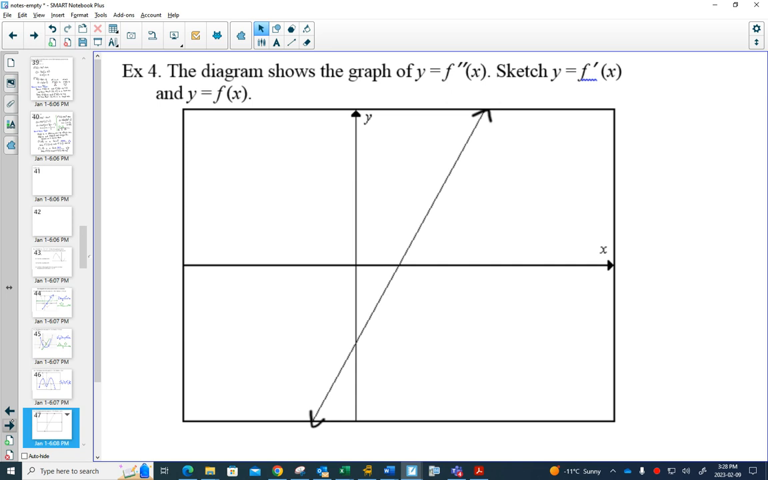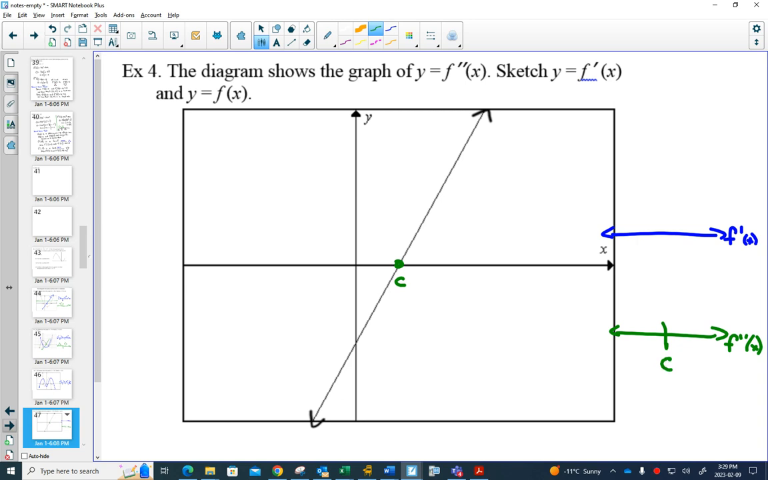Here's F double prime. So what do we know? We know information from F double prime. Does that information tell us things about F prime of x? And then can we graph the original? If this is F double prime, we have this value right here, and let's call it C. That would show up there.